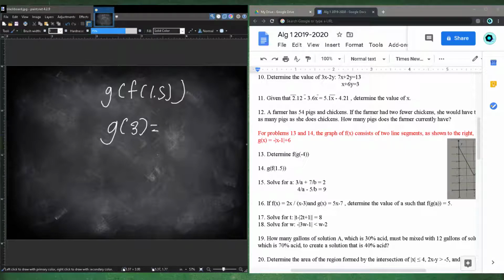So if we put in 3 in here, it's got to be 3 minus 1, which is 2. Absolute value of 2 is 2. So negative 1 times 2 is negative 2. And negative 2 plus that 6 is 4. So we're just following the equation. And we should get an answer of 4 again for number 14.